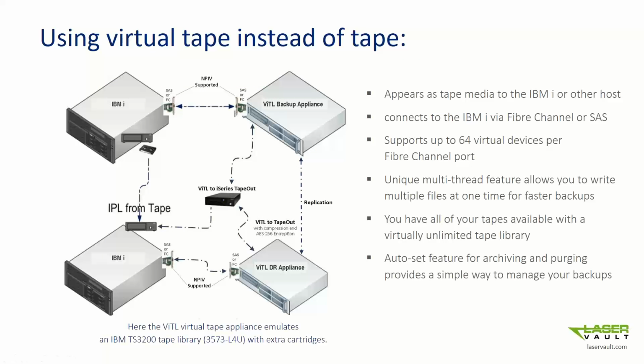So we appear as tape media to the IBM I or other host. We connect via Fibre Channel or SAS to the IBM I. Per physical Fibre Channel port on LaserVault, there are up to 64 virtual devices per Fibre Channel port. So this allows you to create multiple tape devices and multiple tape libraries that give you the ability to use multiple drives across multiple partitions, and use multiple drives for parallel saves.